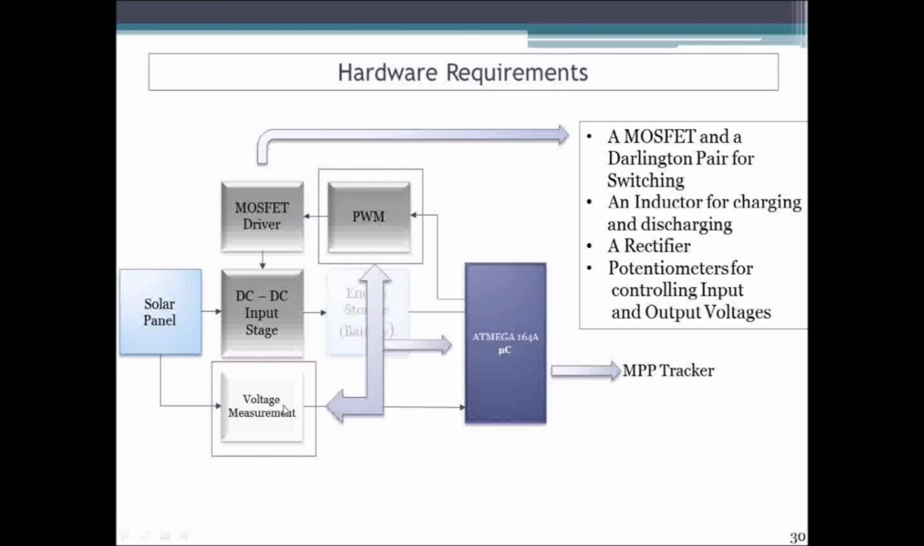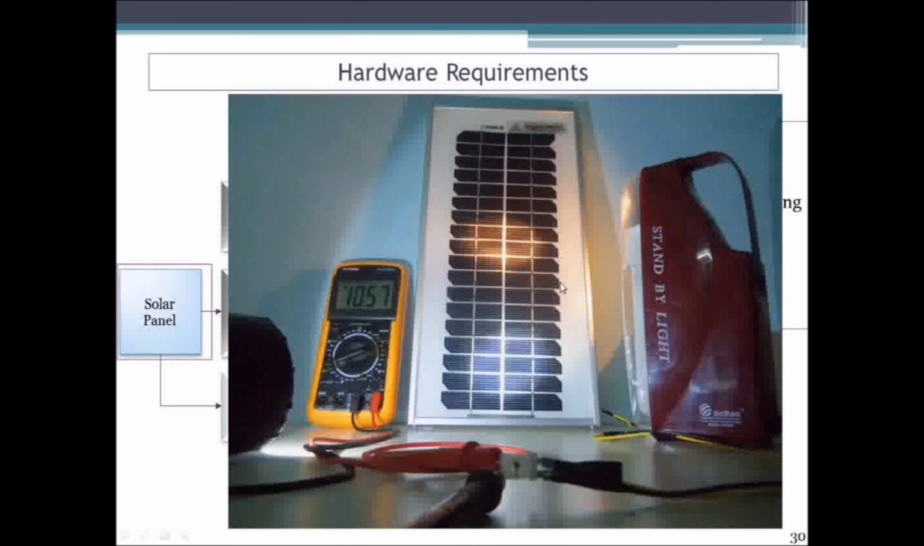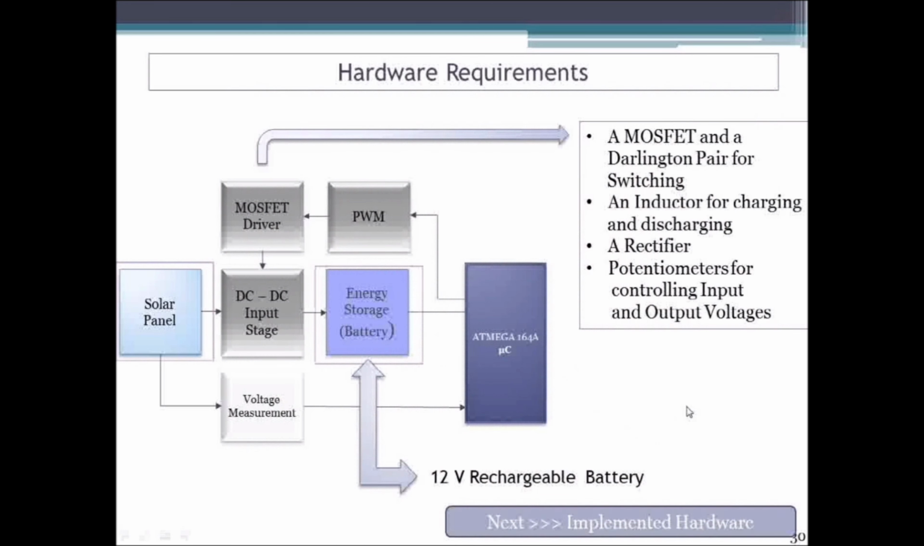The pulse width modulation and voltage measurement are done by the microcontroller, and the maximum power point tracking is also taken care of by the microcontroller, as we implement the MPPT embedded C program in this microcontroller. For energy storage, we use a conventional 12 volt rechargeable battery, and this is the solar panel that is used in this project. Next we will see the implemented hardware.